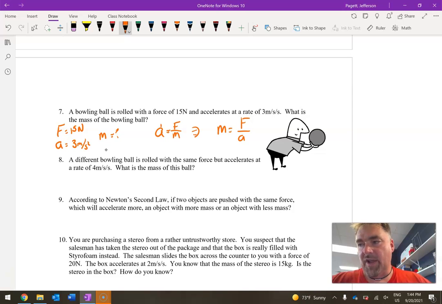Now, you don't ever have to do this. You don't have to rewrite it like this. I encourage it because, again, once you get into AP, now you start dealing with not just numbers, but also symbols a lot more often.